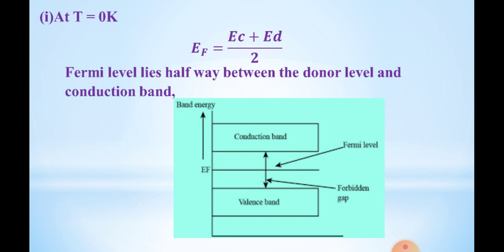So you will get EF is equal to EC plus ED by 2. So at T equal to 0 Kelvin, the value of Fermi level is equal to EC plus ED by 2. That is shown in this diagram. In this diagram, the lowest level of conduction band is EC, and we have a donor level ED. Now this EF value is lying between the conduction band and the donor level. Since it is by 2, it is half of the value. So we say the Fermi level lies halfway between the donor level ED and the conduction band.